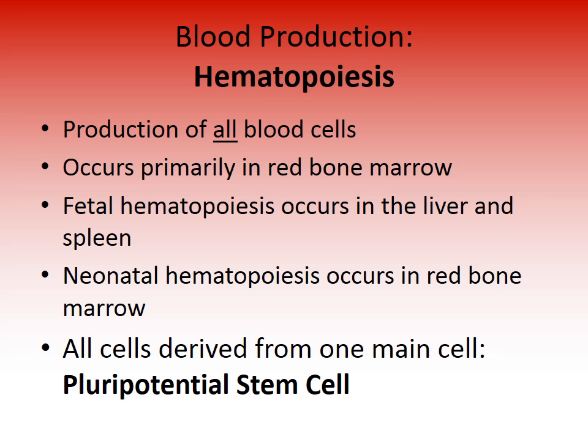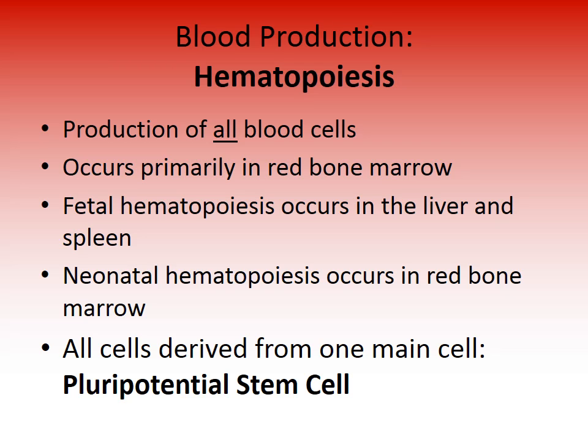So blood production, how is this blood made within our bodies? The term that's used for the production of all of our blood cells is called hematopoiesis, and it occurs primarily in our red bone marrow.